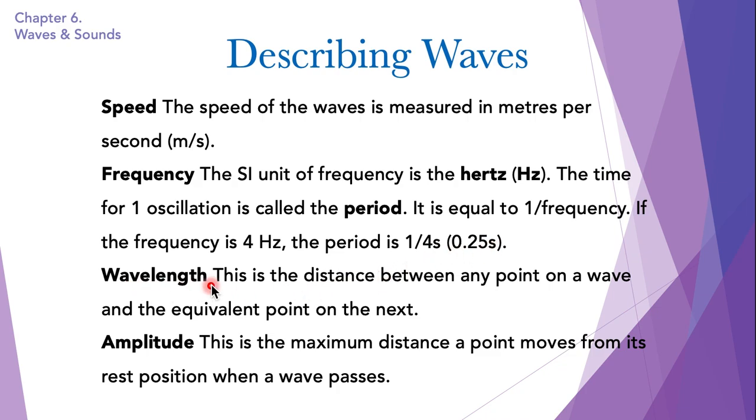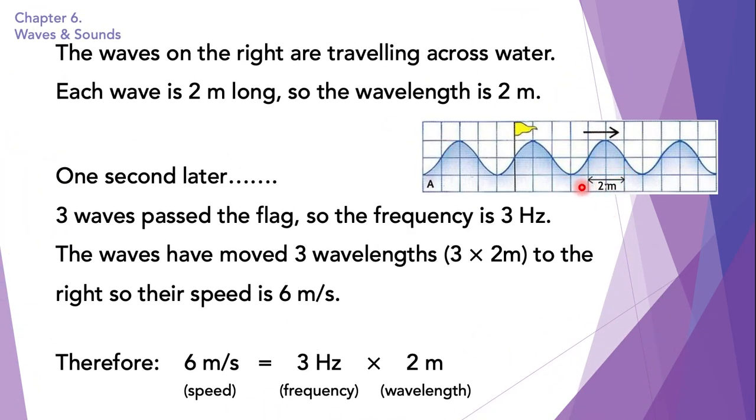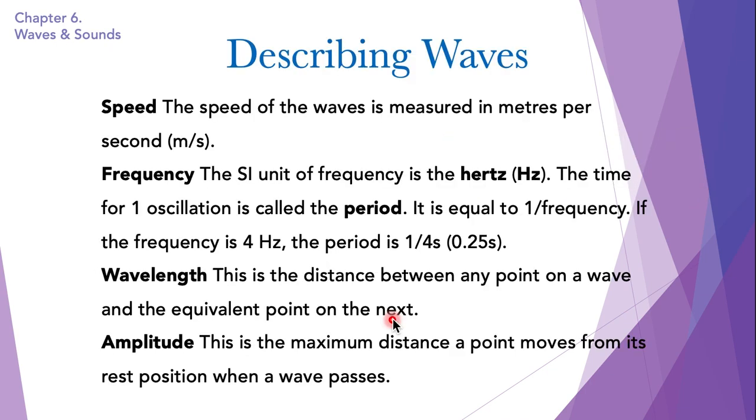So then we have wavelength. Wavelength is the distance between any point on a wave and the equivalent point on the next. Here, let me show you. This is the wavelength from one crest to the other crest, or the distance from one compression to the other is called the wavelength. And then lastly we have the amplitude.